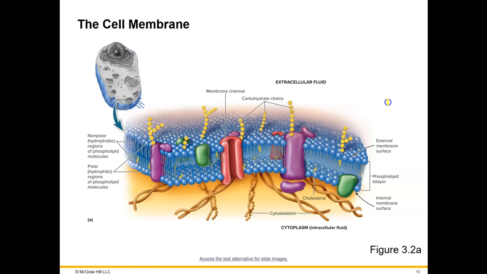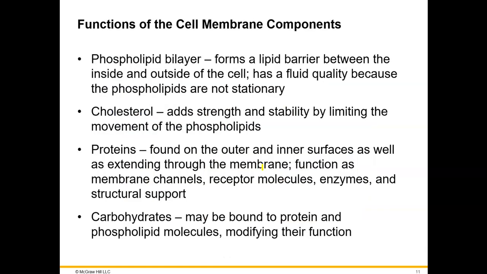But if the environment is a really, really hot environment, like in a desert, for some organisms cholesterol actually makes the membrane less fluid and more solid, but for some it makes it more fluid and less solid. It just depends on the temperature of the environment. But for us, cholesterol is right here. It adds strength and stability to the plasma membrane. It limits the movement and the fluidity of the phospholipids.